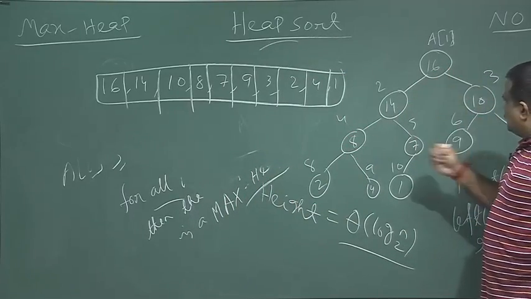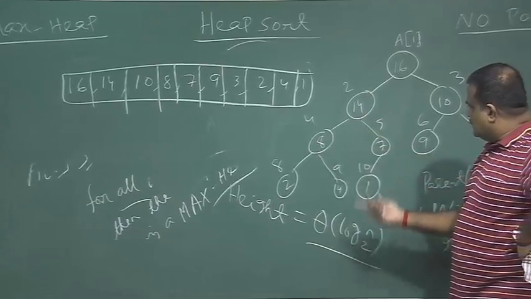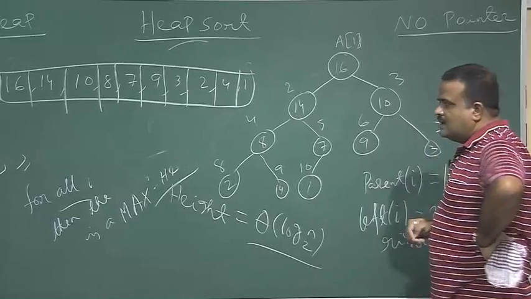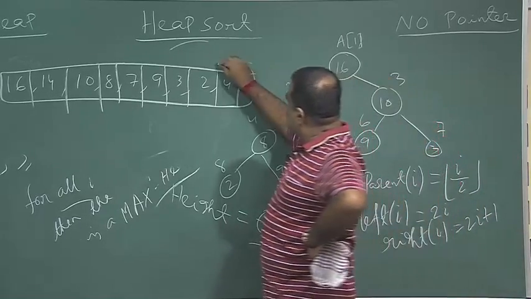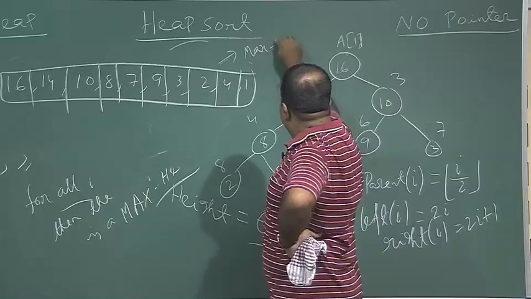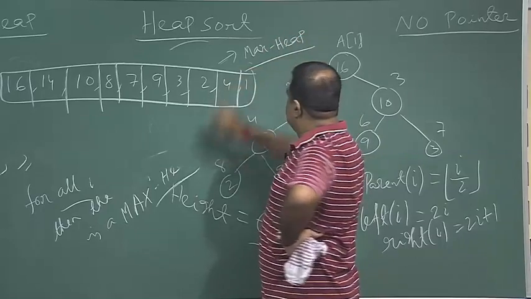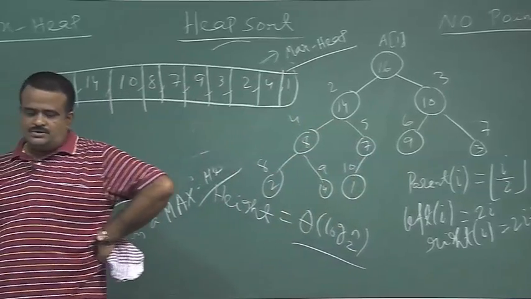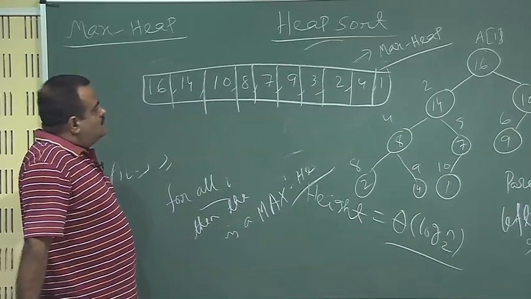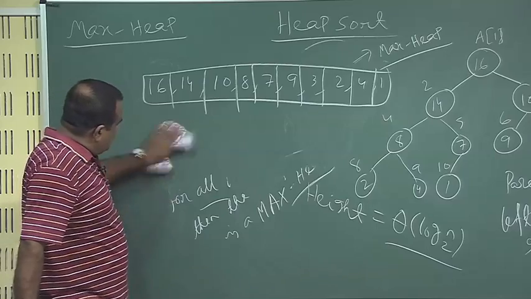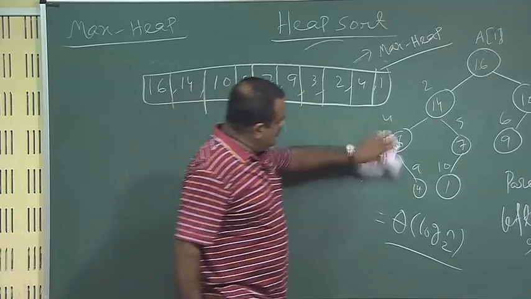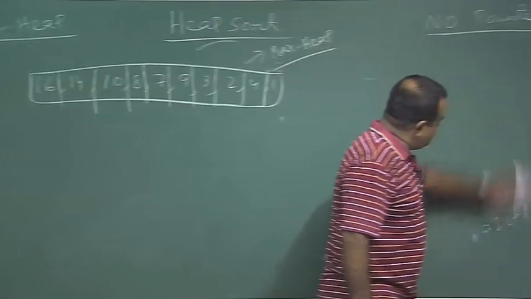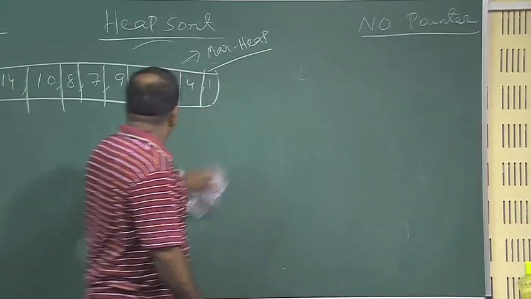So, 16 is greater than its children, 14 is greater than 8 and 7, 8 is greater than this, 7 is greater than this, 10 is greater, yeah. So, this array is a Max-heap. It is preserving the property that each node is bigger than its children. Now, if we have some array which is not a Max-heap array, the question is how we can make that array a Max-heap array.